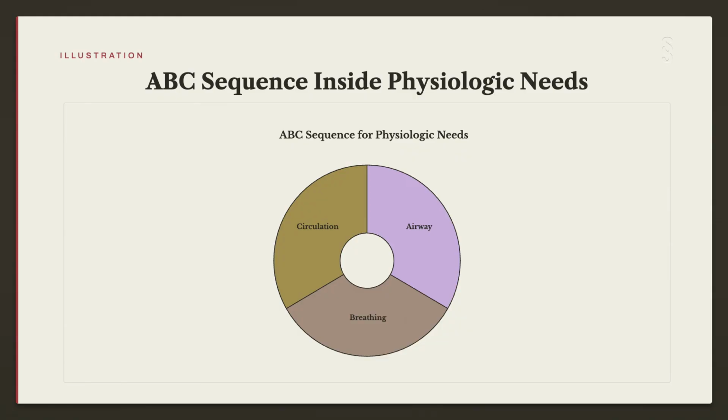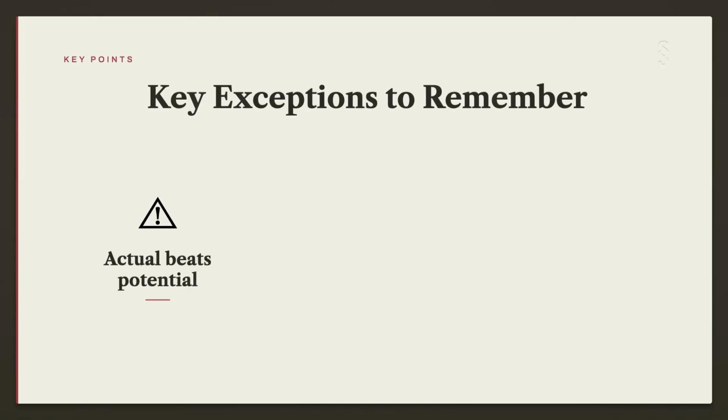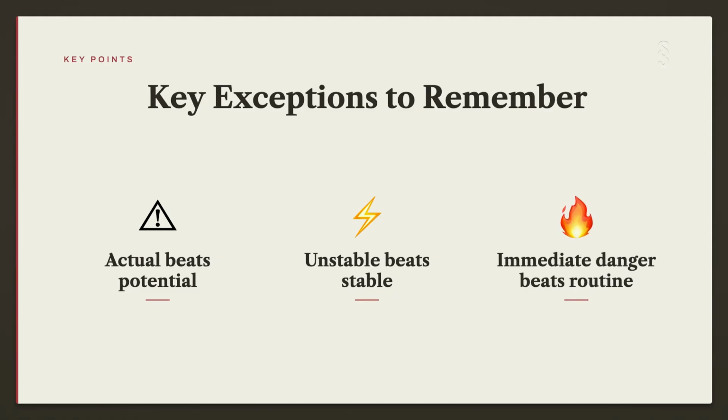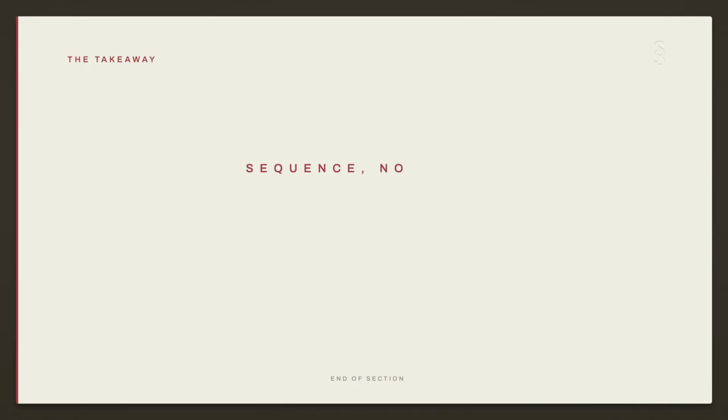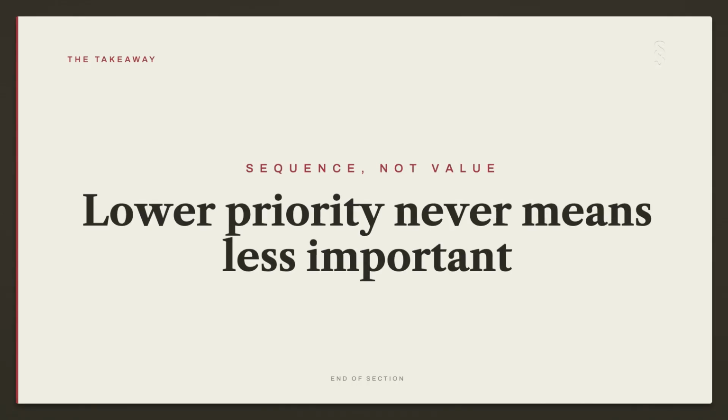Airway outranks breathing, which outranks circulation because oxygen delivery to the brain has the shortest margin before irreversible damage occurs. The hierarchy has refinements test writers love. Actual problems outrank potential ones, unstable clients outrank stable ones, and immediate safety threats, like an actively suicidal client or a fire, outrank routine physiologic care. Remember, the hierarchy answers what comes first in a single moment, not what matters most overall. Every need gets addressed, and the order is what keeps the client safe.